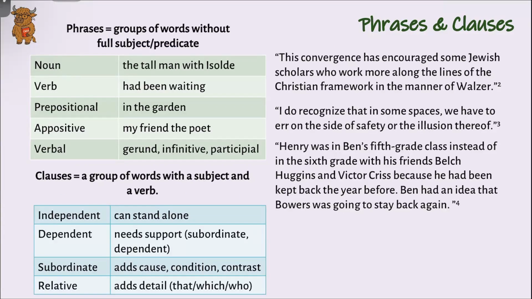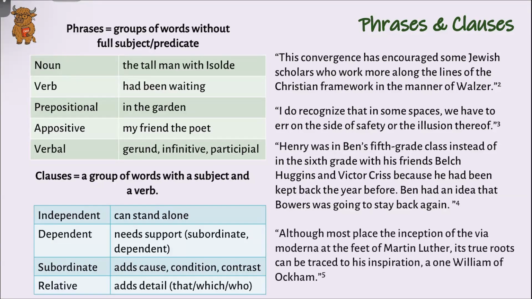On this slide, we're distinguishing between phrases and clauses. Phrases are groups of words that don't have both a subject and a predicate. For example, a noun phrase could be "the tall man with Isolde." A verb phrase might be "had been waiting." We can also have prepositional phrases, like "in the garden," appositives, such as "my friend the poet," and verbals: gerunds, infinitives, or participles.